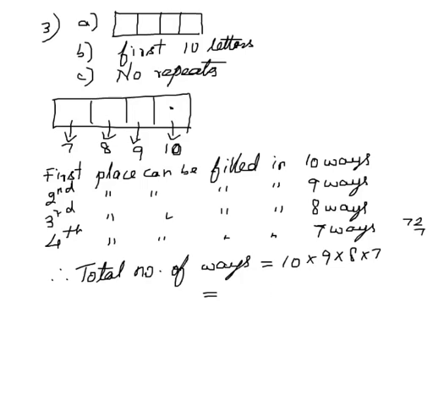72 into 7, 504, and into 10 will give you 5040. So these many 4-letter codes can be formed using the first 10 letters of the English alphabet with no repetition.